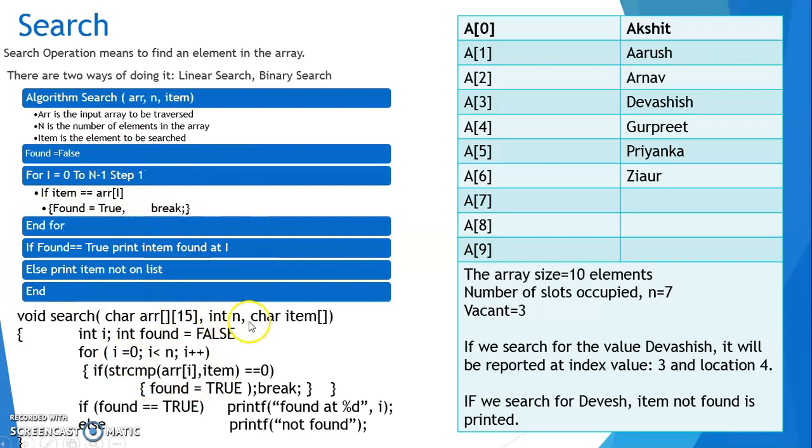So we can see that this program is absolutely similar to this algorithm. The only thing is we are taking care of the data types of the different variables. Apart from that, only the C syntax is there. Otherwise, the logic is completely the same in the program and in the algorithm. This type of search is known as linear search.